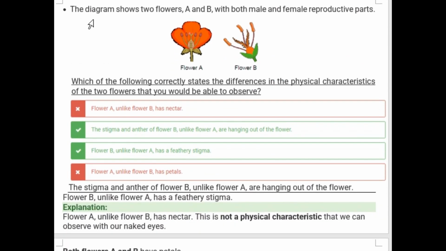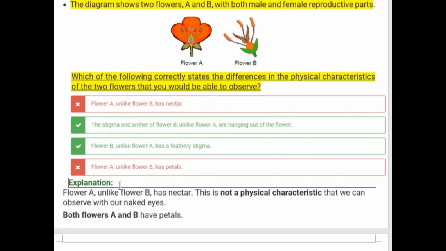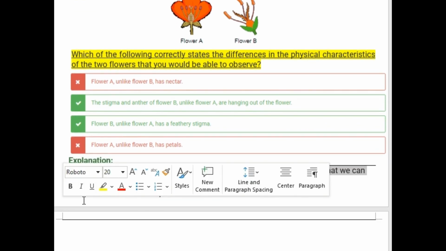The diagram shows two flowers, A and B, with both male and female reproductive parts. Which of the following correctly states the differences in the physical characteristics of the two flowers that you would be able to observe? The stigma and anther of flower B, unlike flower A, are hanging out of the flower.